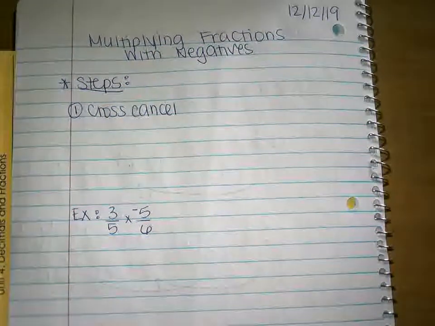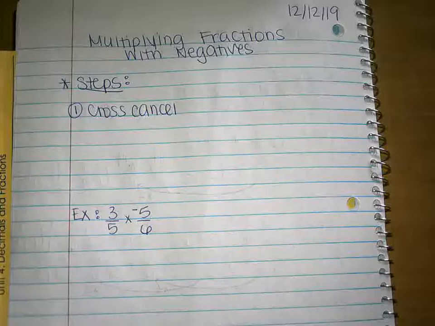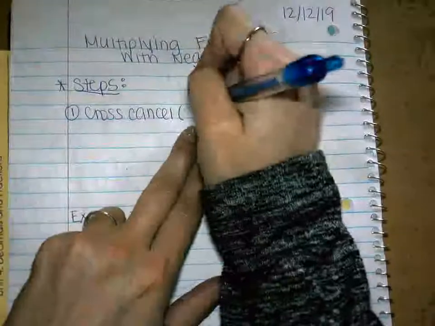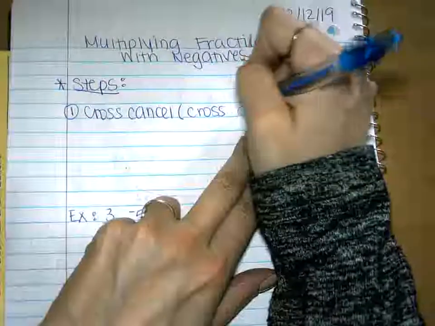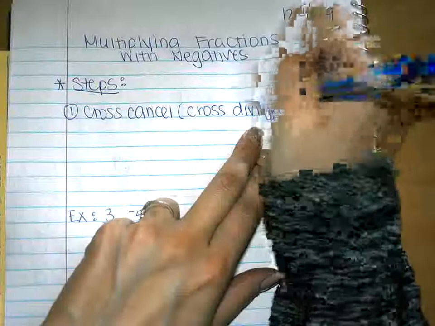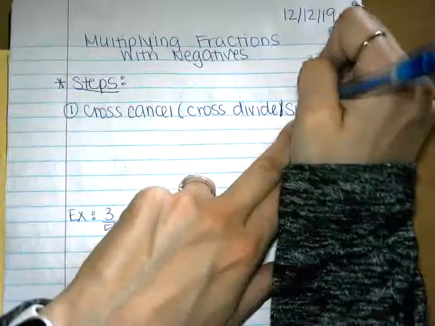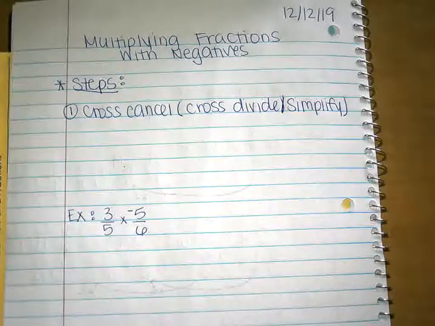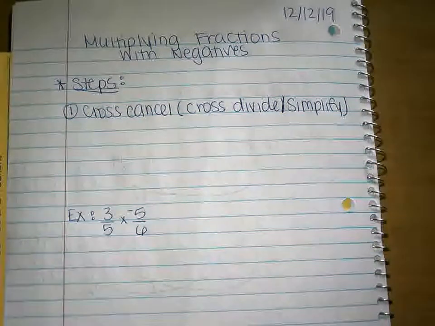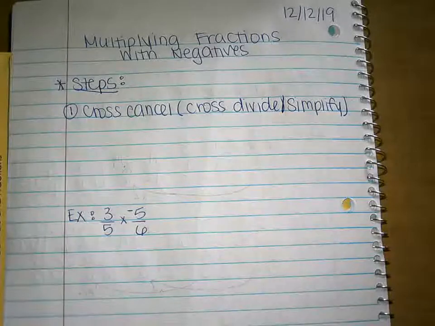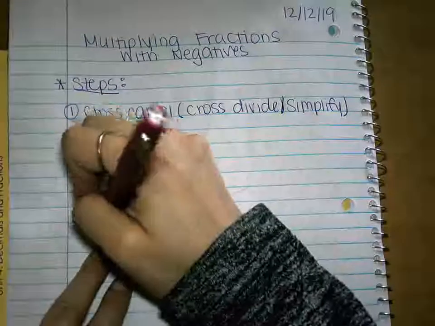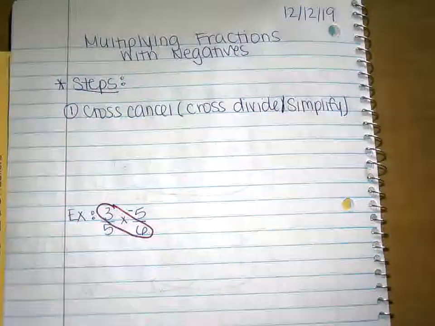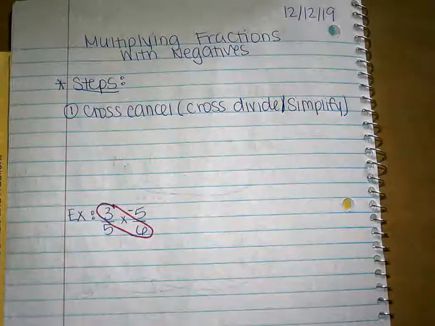Okay? We've used cross multiplying before, right guys? Okay, so we've cross multiplied, now you're going to cross cancel. Cross cancel is what we mean when we say cross divide or cross simplify. So what I mean by that is you're still looking at your numbers that are crossed from one another. For instance, 3 and 6 are crossed from one another. Does that make sense to everyone?